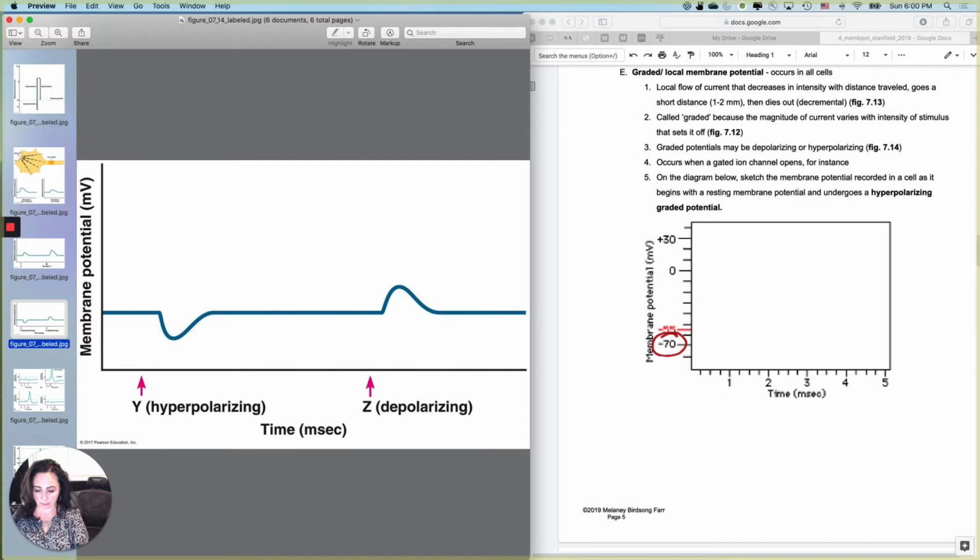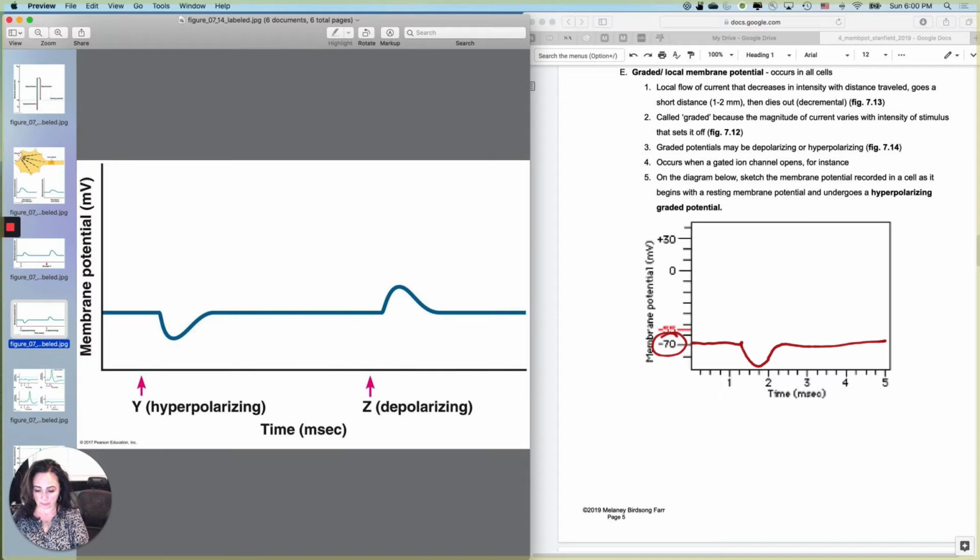So I'm going to start out, I don't know how long I went, but which direction am I going to go for a hyperpolarizing graded potential? I'm hyperpolarizing, so I'm going to get more polarized, further from zero. So that's hyperpolarizing right here. So I have some questions for you. Let me change colors for just a second. I'm going to ask the same questions on the diagrams that we do every single time.